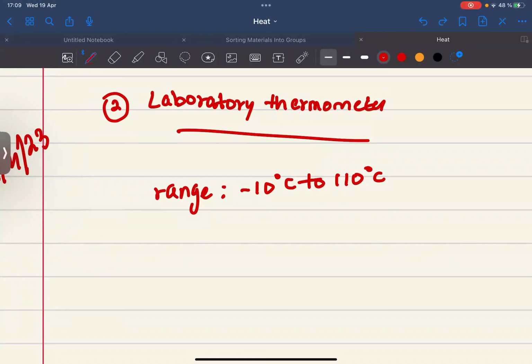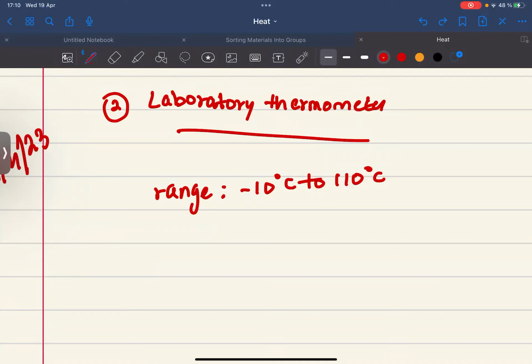So can you use the laboratory thermometer for taking your body temperature? No, ma'am. Why? Ma'am, because it is very long and its range is from minus 10 to 110 degrees Celsius. Okay, very good. The range doesn't matter, because even if you put a laboratory thermometer in your mouth, you'll get the exact reading, either from 37 or 42. The thing is, it's not convenient, as you told. It's very big and you can't just put it in your mouth.